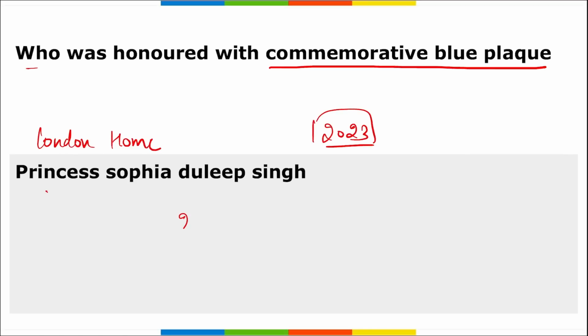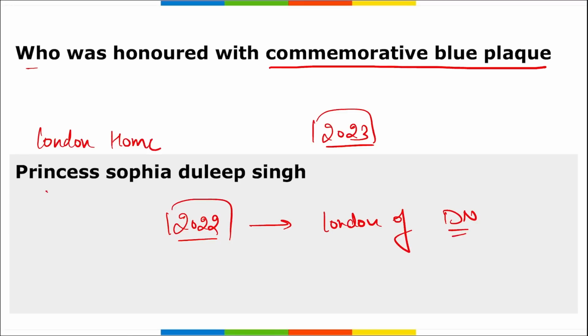But if we discuss for the year 2022, remember, for the last year, the London home of Dadabhai Naroji was honored with this blue plaque. Correct? Important, take a note of this. Then remember, this award is given basically in various fields such as arts, music, culture, social reforms, and activism. Next.